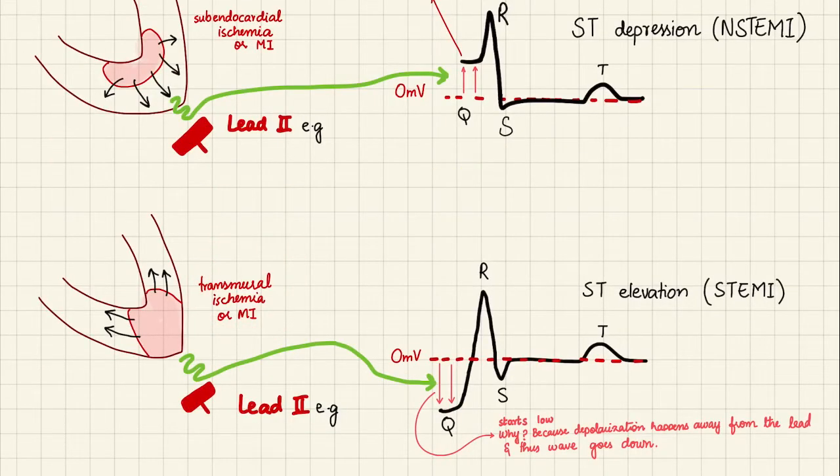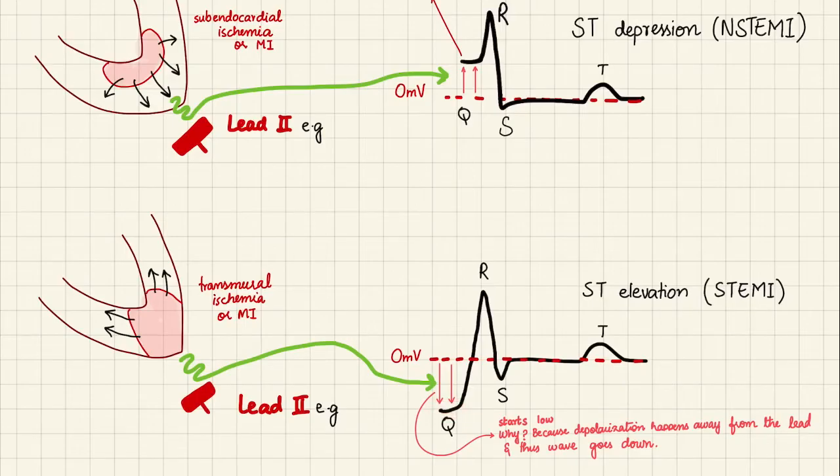Now let's come to transmural ischemia or MI. Since I said that transmural ischemia or MI will cause the whole of the wall to undergo ischemia or MI, we do not have depolarization only in the direction of the lead. We have depolarization away from the direction of the lead too. So this lead is going to pick up a downward deflection. You understand that? So in this case, the wave is going to start lower than it did before.